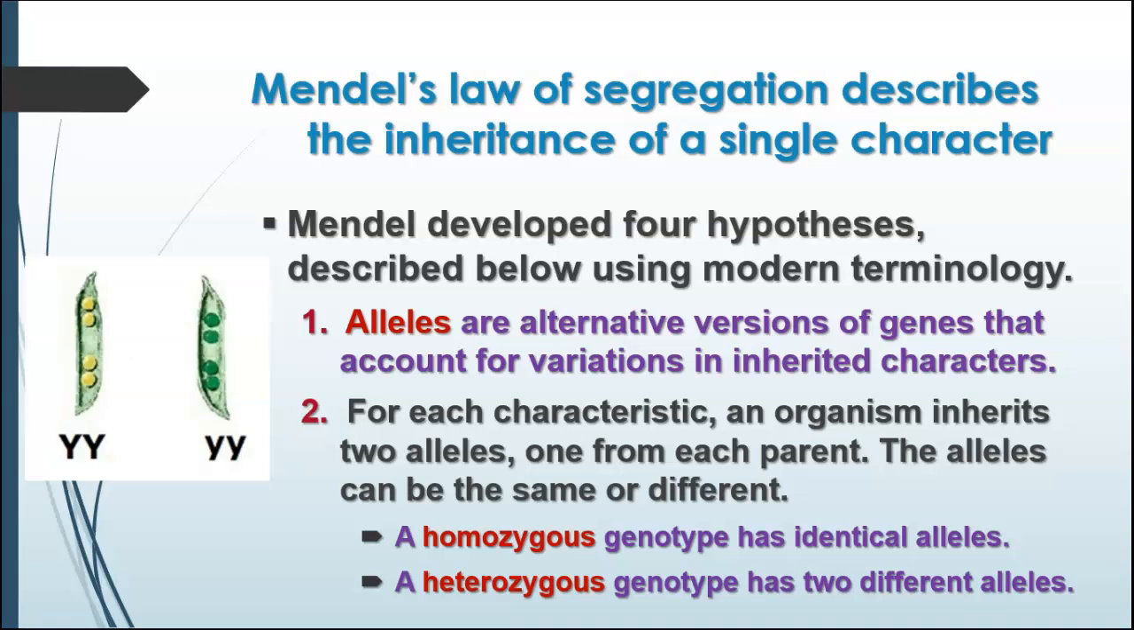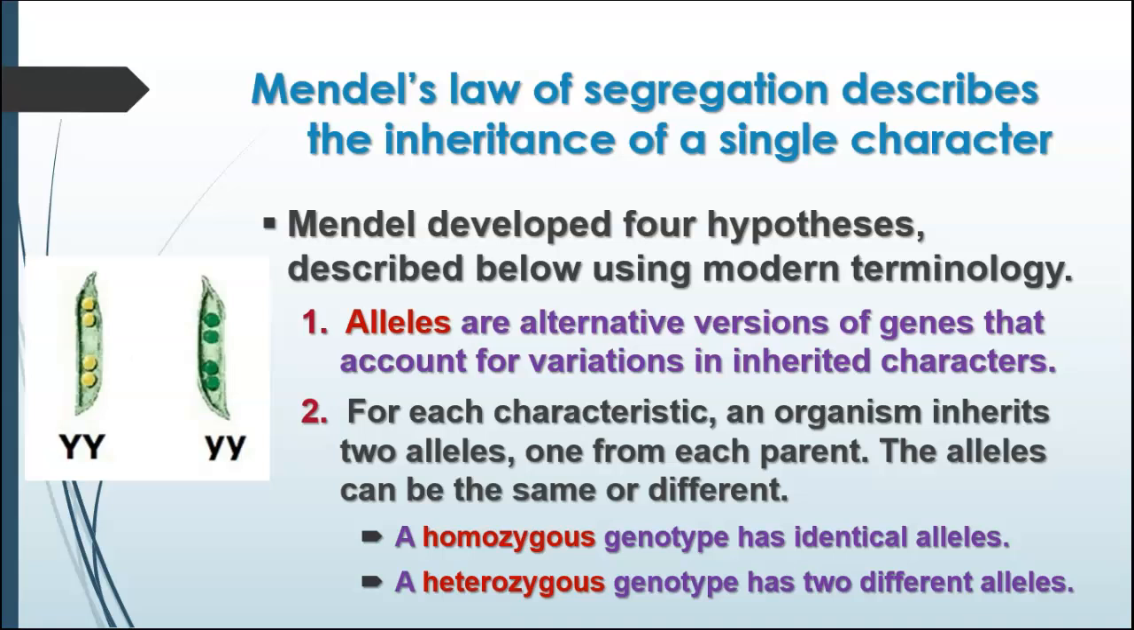So first of all, alleles are the alternative versions of the genes that account for the different characteristics that are inherited. That's pretty easy to do. In the case of the peas here, you have peas that are true breeding for yellow peas and peas that are true breeding for green peas, and those represent the different alleles, the different versions of the gene. For each characteristic, an organism inherits 2 alleles, one from each parent. The alleles can be the same or they can be different. Now again, he didn't call them alleles, he called them heritable characteristics or heritable characters.